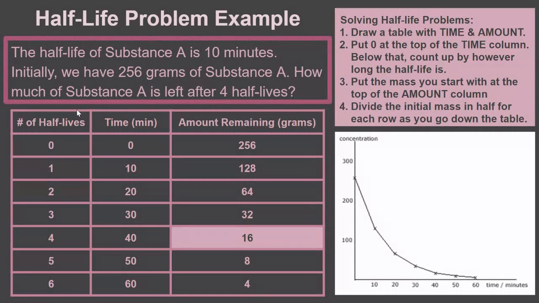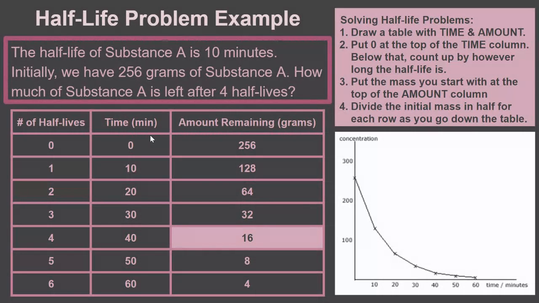You might make an extra column that says the number of half-lives, since we're talking about how much is left after a certain number of half-lives. Then you can put time. Remember, you're going to start with 0 at the top of the time column and then count up by however long the half-life is. Since our half-life was 10 minutes, we counted up 0, 10, 20, 30, 40, 50, and 60. In the last column, we put amount, and I put amount remaining in grams, since we know we started with 256 grams based on this question.